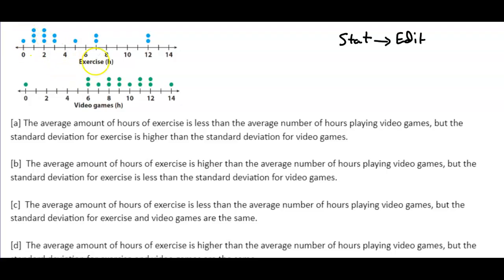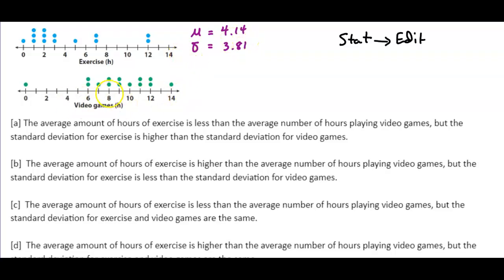So you've got ones for the exercise. You've got 1 0. You've got 3 1s, 3 2s, 2 3s, 1 5, 2 7s, 2 12s. So that's what you would put in your list. The dots just basically tell you the frequency. If you put them in the calculator correctly, you should get that the mean for the number of hours of exercise is 4.14. The standard deviation is 3.81.